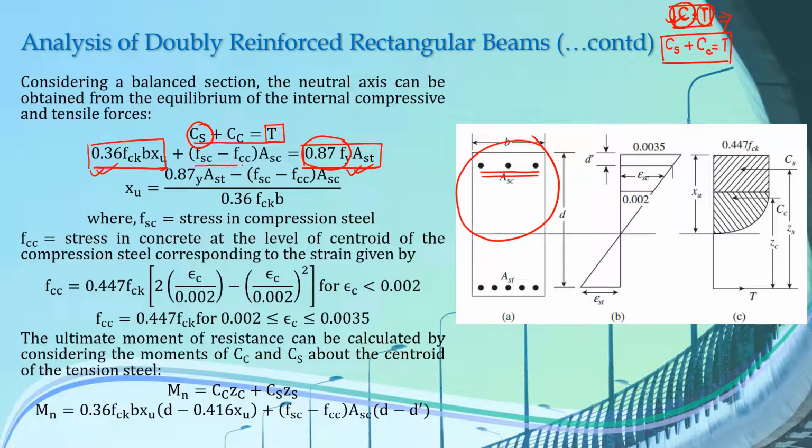Now how do we derive this middle part here? What is fsc, what is fcc, and how do we derive Cs equals fsc minus fcc? So fsc is the stress in compression steel, and fcc, remember, is the stress in concrete at the level of the centroid of the compression steel. That means at this level, what is the stress in concrete at the centroid of compression reinforcement level? So fsc is the stress in compression steel, and fcc is the stress in concrete at the level of the centroid of compression reinforcement.